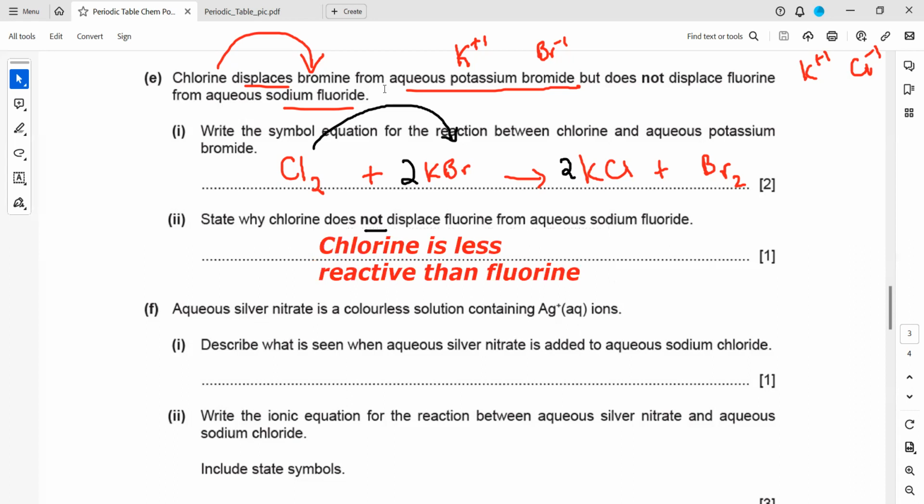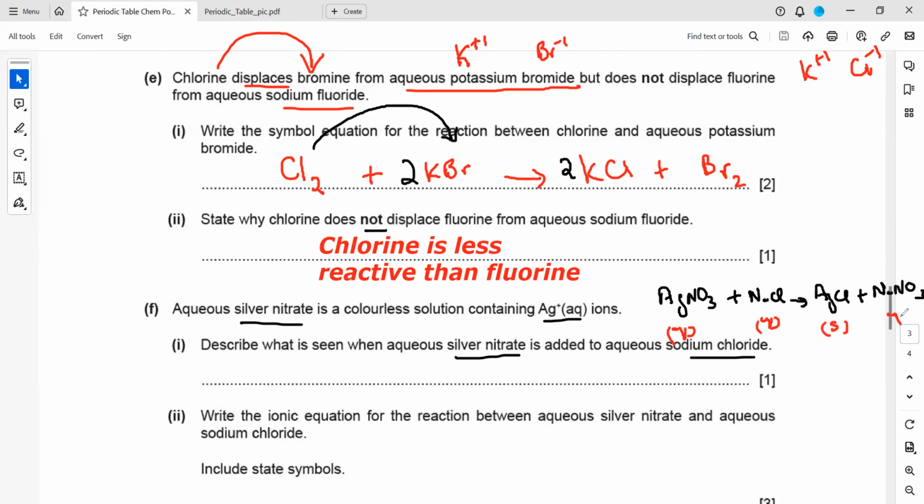Then aqueous silver nitrate is a colorless solution which contains silver ions. Describe what is seen when aqueous silver nitrate is added to sodium chloride. So we have silver nitrate, AgNO3, and we add it to sodium chloride, NaCl. As a result, it will form AgCl, silver chloride, plus NaNO3. All nitrates are soluble, so this will be aqueous. Most chlorides are soluble except silver, mercury, and lead, so this will be aqueous. But silver chloride is insoluble, so it is solid.